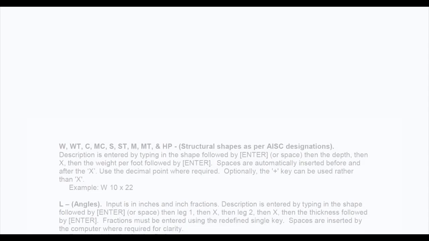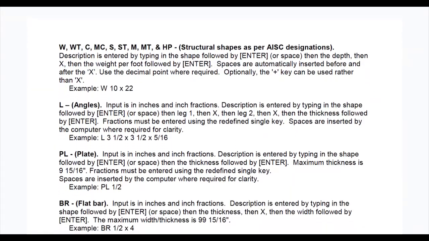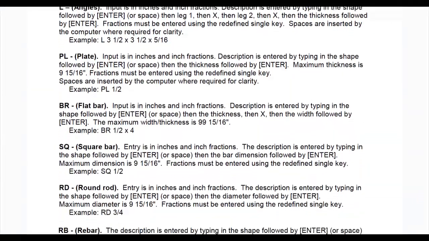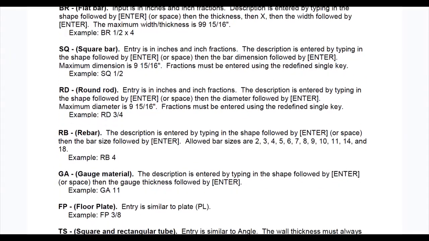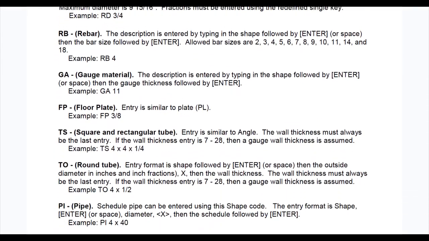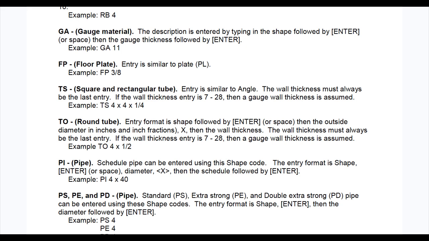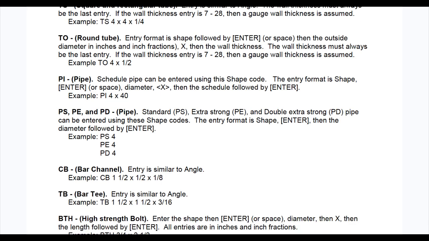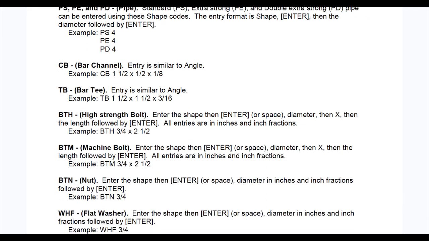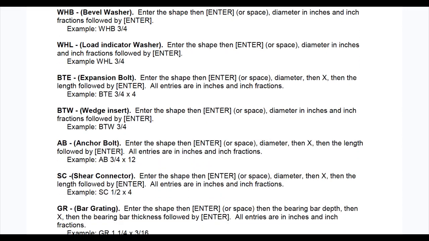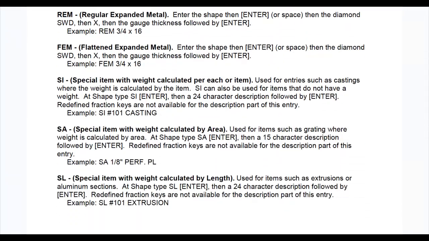Here is a list of the shapes that we can handle in the inventory system. Structural shapes, angles, plates, bars, rods, gauge material, floor plate, round and square tube, and we can also set it to whether we use TS for square and rectangle tube or HSS. For pipe, we could use schedule pipe. We can use structural pipe, standard, extra strong, and double extra strong. Bars, various bolts and bolt-related items, grating, and expanded metal.